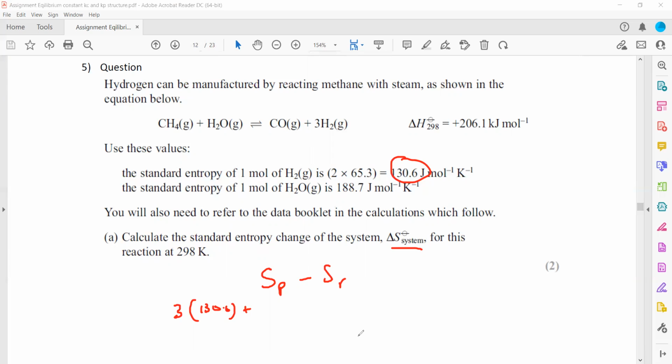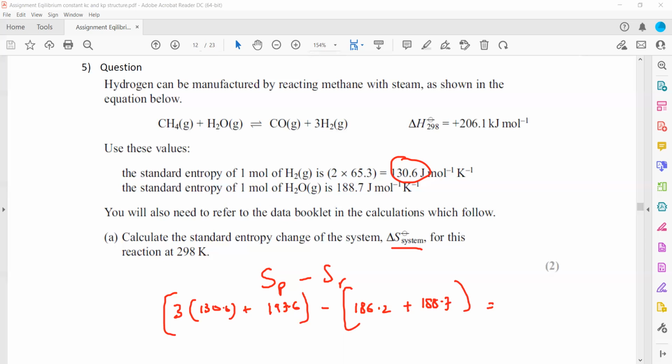plus carbon monoxide. For carbon monoxide and methane, you have to use a data booklet, so I will write the value directly. For carbon monoxide, it is 197.6, but you have to use a data booklet. Minus the reactant: 197.6 is there for the reactant, so it is 186.2. That is methane, and 1 mole is there, plus 188.7. This will be the reactant and product.